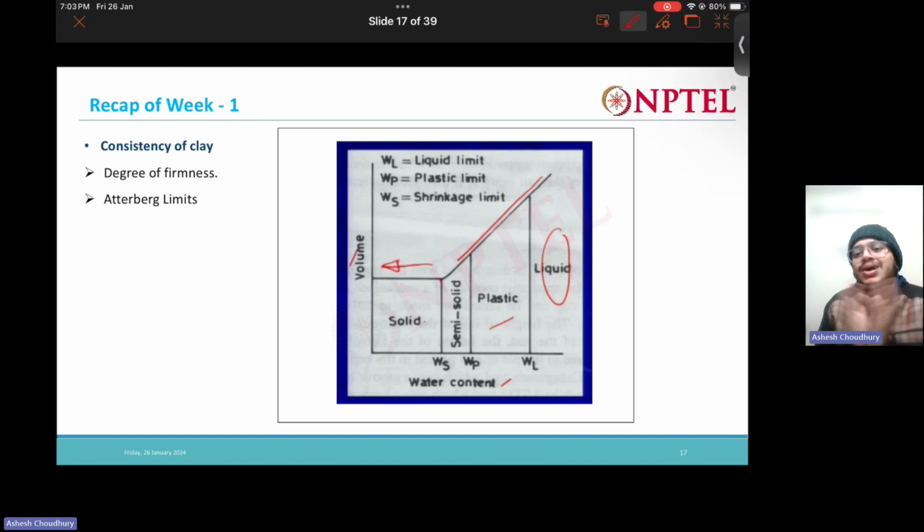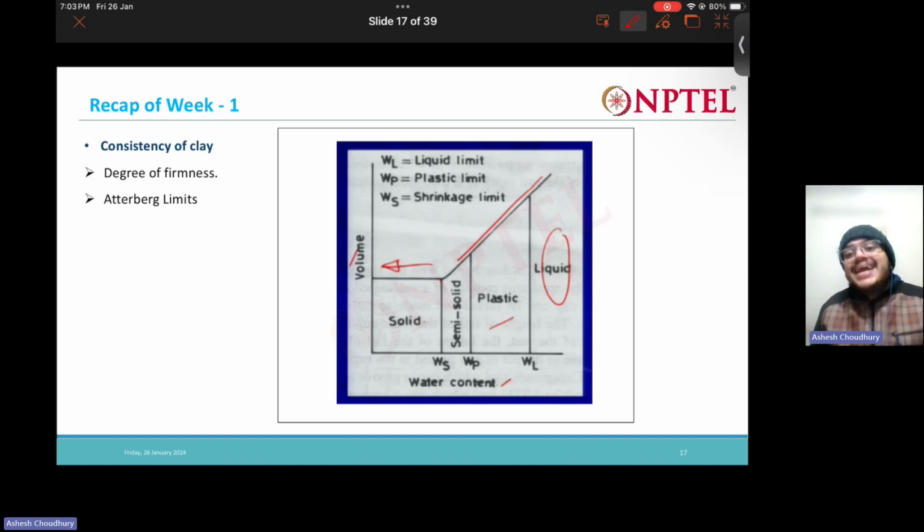So clay, you all know. Whenever I say clay, something comes to your mind, right? This clay material. The firmness of the clay, whether it is very hard or very soft, is the consistency of the clay.